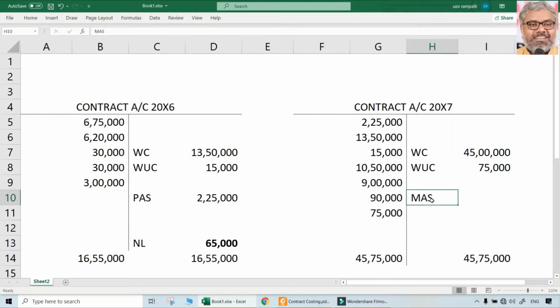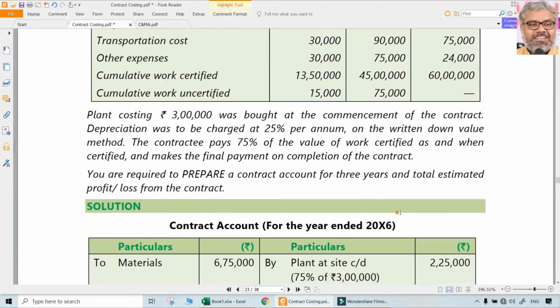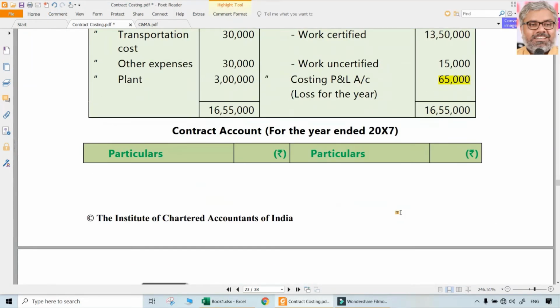There is plant at site, not material at site. That will be how much? Again, 75% of the original at the beginning of the year. Why? Because it is the written down value method. 25% written down value. If you reduce it, 75% will remain at the end of the period. These are the various items in the contract account for that year, that is 20x7.